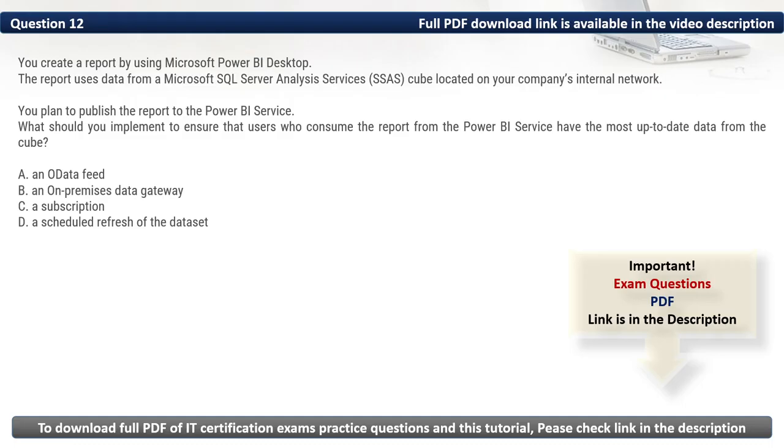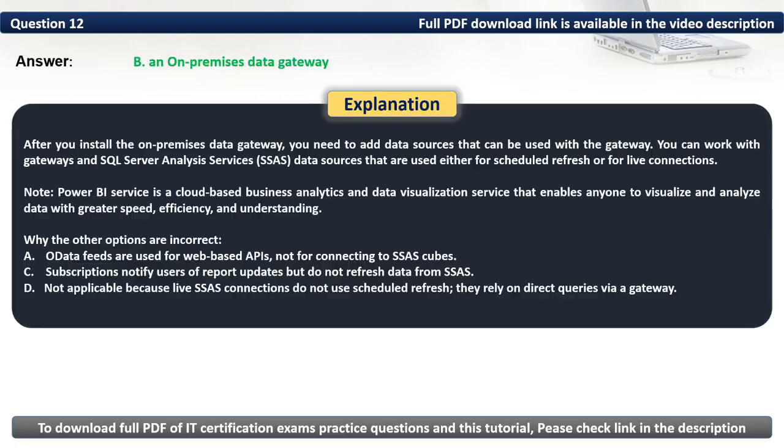Subscriptions notify users of report updates but do not refresh data from SSAS. And then we have D, a scheduled refresh of the dataset. It is not applicable because live SSAS connections do not use scheduled refresh. They rely on direct queries via a gateway. As such, based on our requirements, we should implement an on-premises data gateway. Thus, the correct option is B.